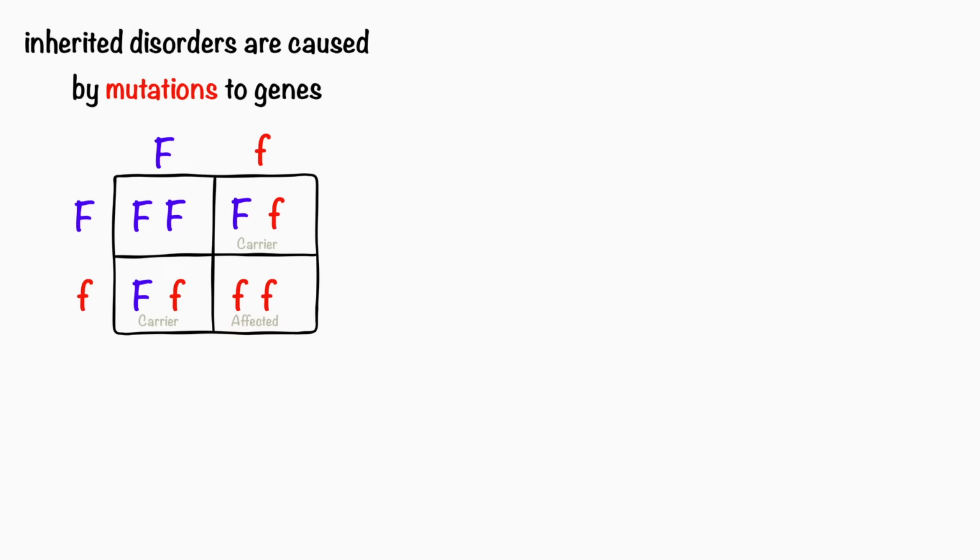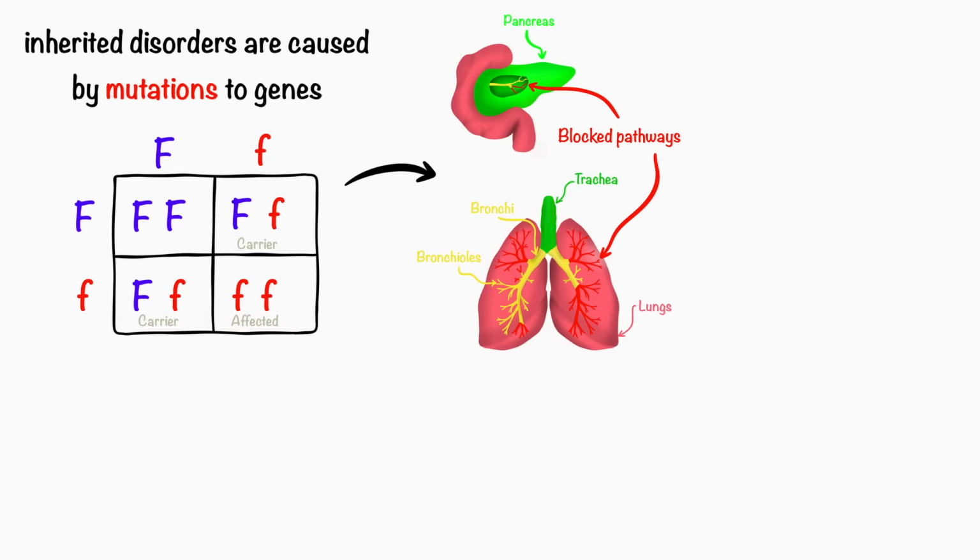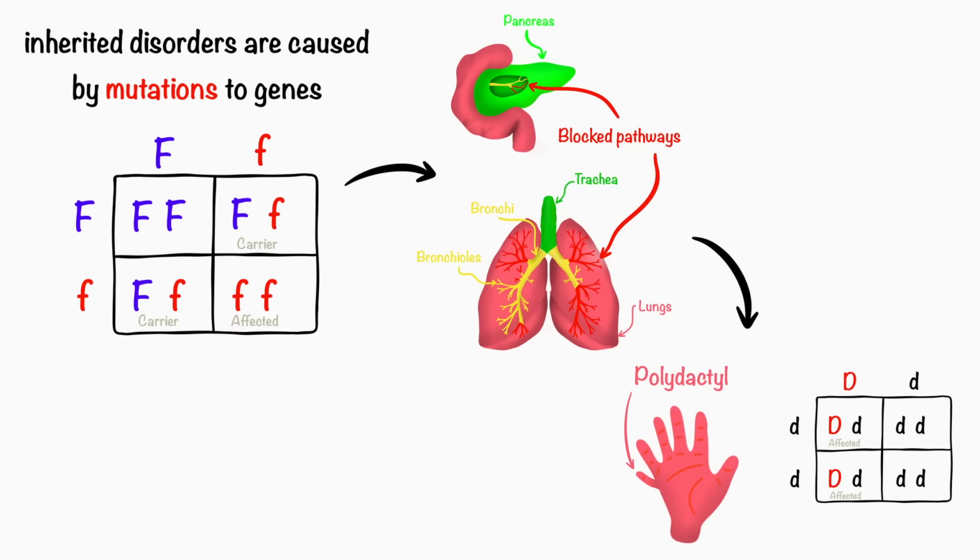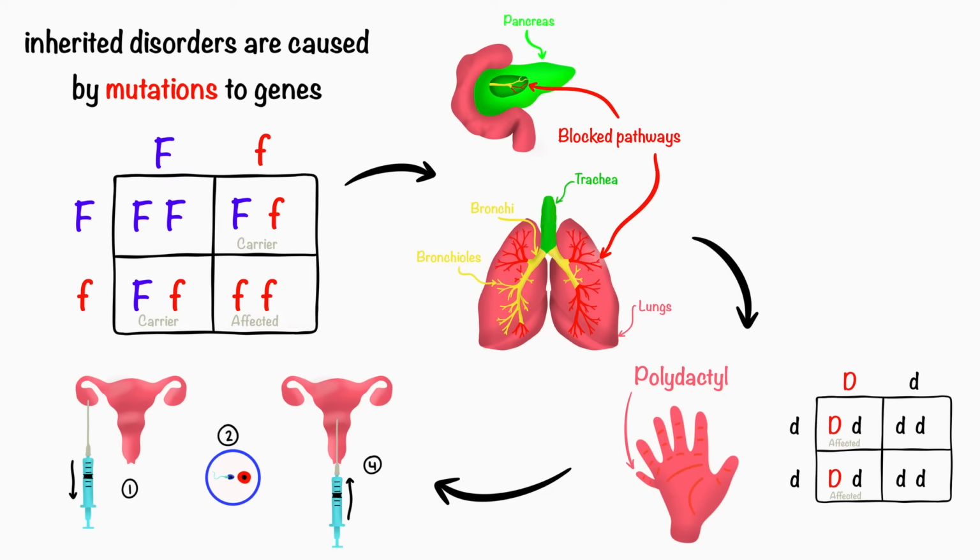In this episode, we'll explore inherited disorders. We'll start by outlining what inherited disorders are, then discuss examples such as cystic fibrosis and polydactyly, and finally look at embryo screening and the ethical questions it raises.